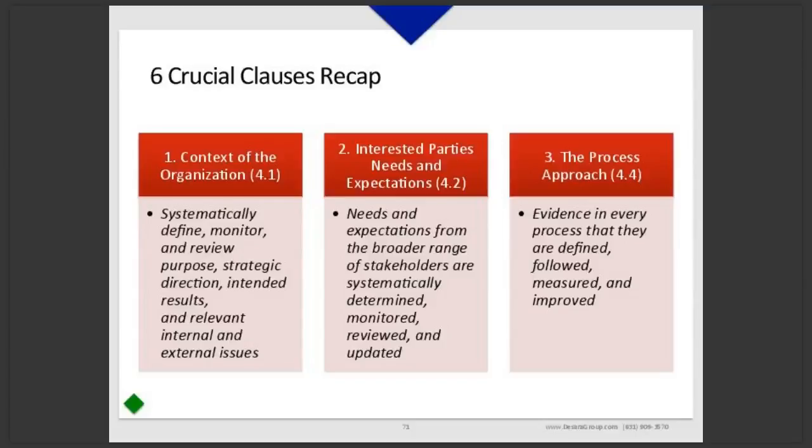But let's recap those clauses. Context of the organization. Have you documented those in a way that you can share with an auditor? Do you understand them as an organization? Does your leadership team get it? Same thing with interested parties, needs and expectations, all the full range of stakeholders. And then the process approach. Is it fully implemented, not just across your production processes, but across all your processes?